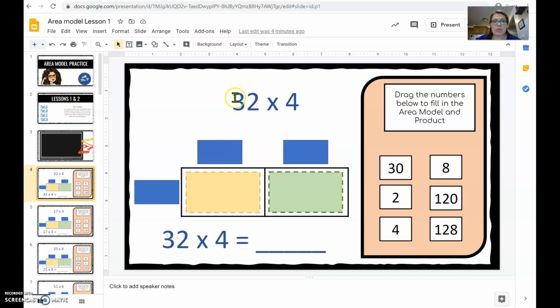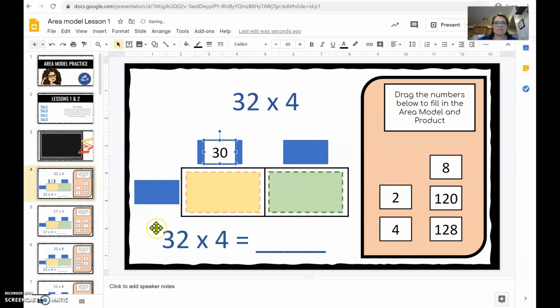I'm going to look at the 3, and I know that's not just a 3, but that actually represents 30. So I'm going to click over here on this 30, and I'm going to put it in that box. Next, I'm looking at this 2. I know the 2 is in the ones place, which means it has a value of 2. So we're going to pull over that 2 as well right here. Finally, we have a 4, so I'm going to bring over my 4.